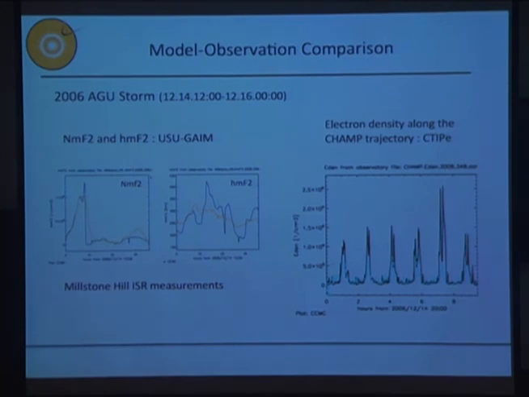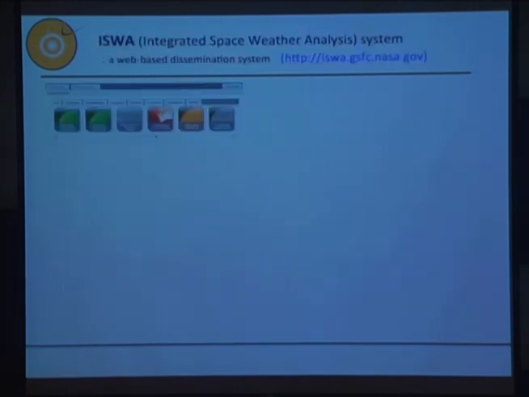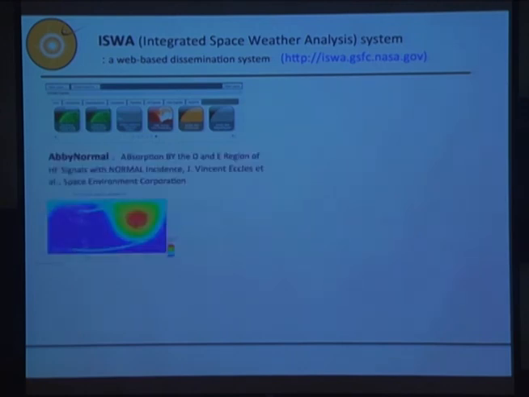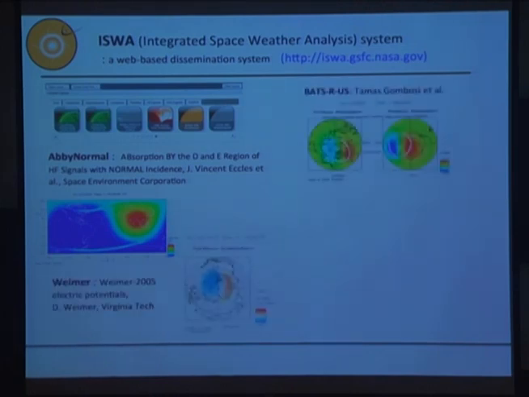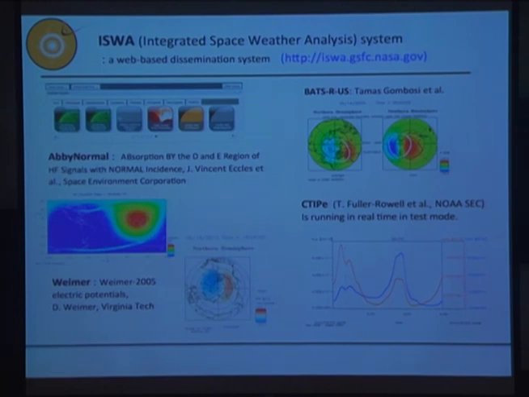Also, we provide tools for ionospheric monitoring in real time. You can get information about ionospheric states in real time on the iSWA system. This is a web-based dissemination system. We have the Absorption model. This provides information about high frequency signal loss in the D and E regions. And also you can get information about electrodynamics in high latitude from the Weimer model and also global MHD models. And recently, CTIPe is running in real time in test mode. So this is reviewed by the NASA mission operators.